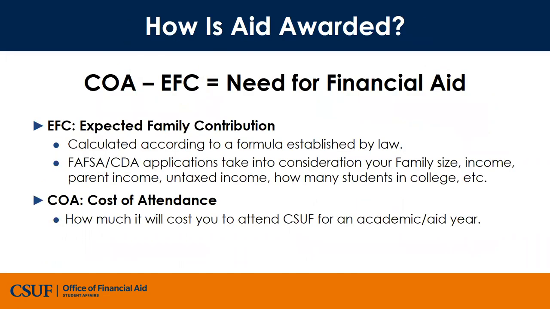How is financial aid awarded? We use a formula that looks at both the cost of attendance at CSUF as well as the expected family contribution known as the EFC in order to determine financial aid need. The EFC is calculated according to a formula established by law that takes into consideration your family size, parent and student income, untaxed income, and more. Additionally, the cost of attendance is an estimate of how much it will cost you to attend CSUF for an entire academic year. With these two factors in mind, we can determine what each financial aid applicant's need is for every academic year.